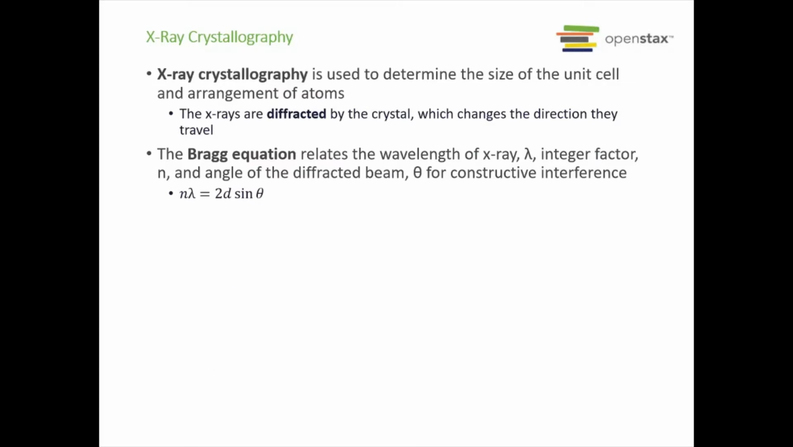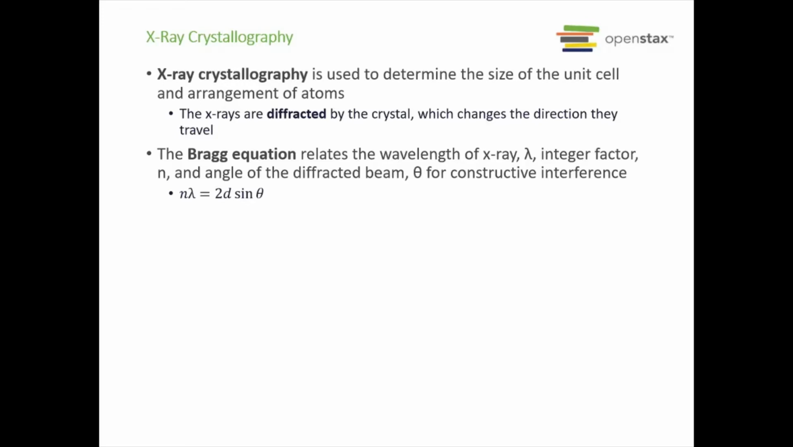So now, where we get some of this data is through the process of X-ray crystallography. This is used to determine the size of the unit cell and arrangement of the ions. The way it works is you send X-rays to the crystal, which diffracts them. They undergo diffraction, meaning that the direction that those electromagnetic waves are traveling changes, and you can record the angle that it bounces off.